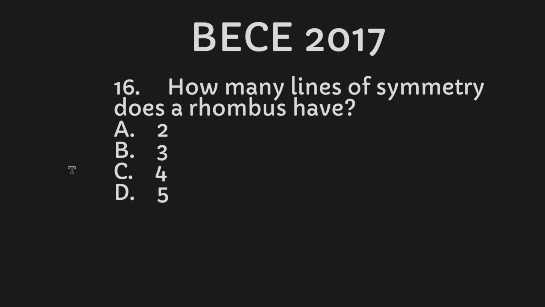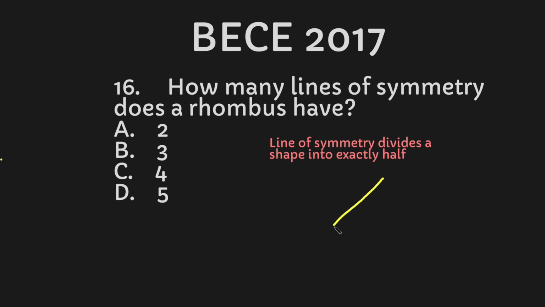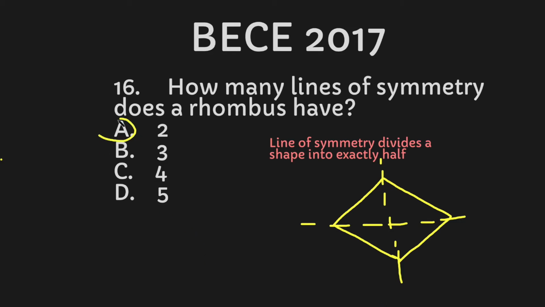For question 16, how many lines of symmetry does a rhombus have? So a line of symmetry divides the shape into exactly half. Here's our rhombus. When we apply the lines of symmetry, we'll get 2 lines of symmetry. Our answer is 16A.